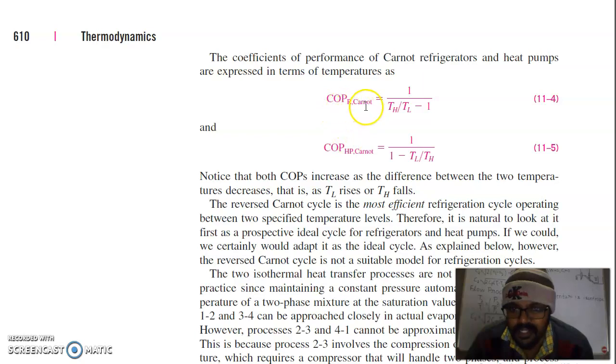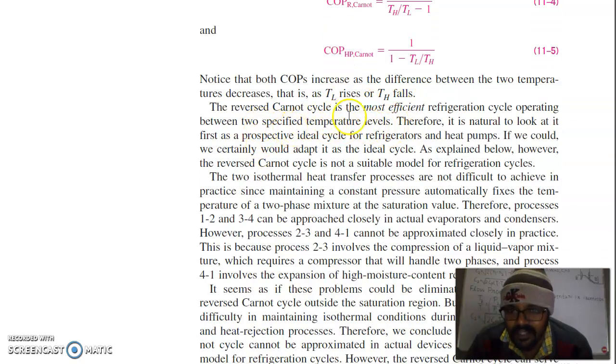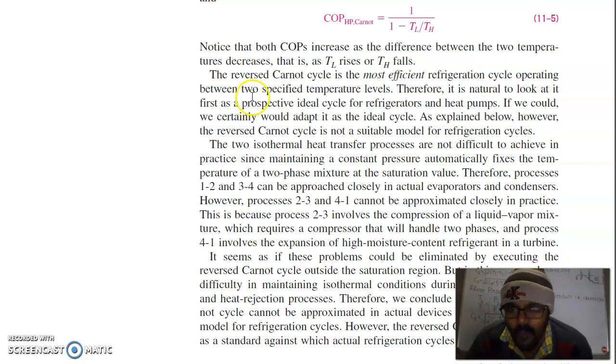Here are the COP of the Carnot refrigeration cycle and the COP of the heat pump based on the Carnot cycle. Notice that both COPs increase as the difference between the two temperatures decreases, that is, as TL rises and TH falls. The reverse Carnot cycle is the most efficient refrigeration cycle operating between two specific limits. Therefore, it is natural to look at it first as an ideal cycle for refrigerators and heat pumps.